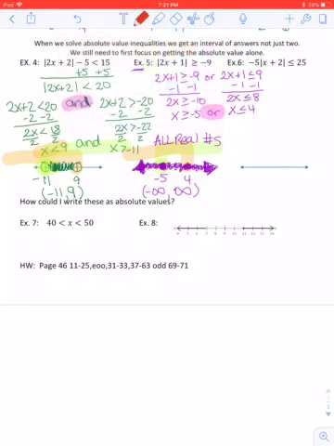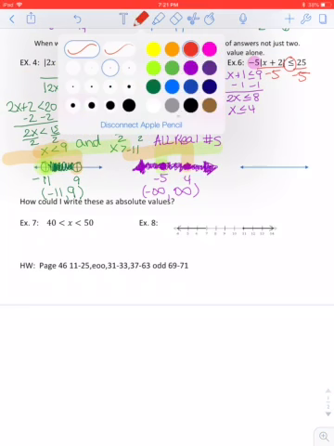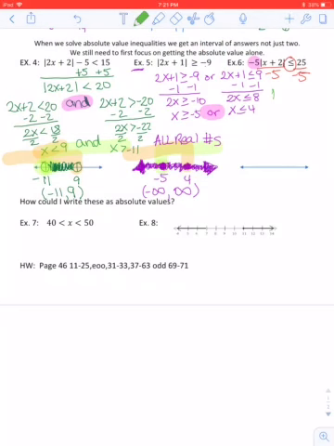Because in order to do this problem, we just have to take care of this little -5 first. So when we divide by -5 on both sides, when we divide by a negative on an inequality, we have to change the inequality. We have to flip the inequality. So because we're going to flip the inequality, this will become absolute value of x plus 2 is greater than or equal to -5.